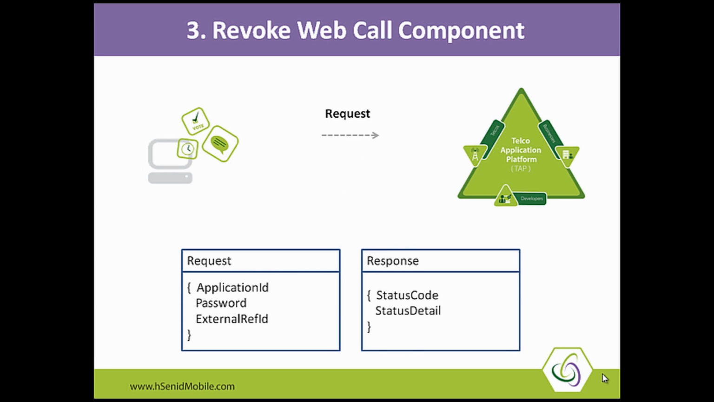The last one is the revoke script API. This can be used to revoke the call button we previously created. Here also you have to provide the external reference ID we originally used. After you call the revoke script API, you won't be able to make calls from the previously generated call button. Those are the 3 API calls we have.